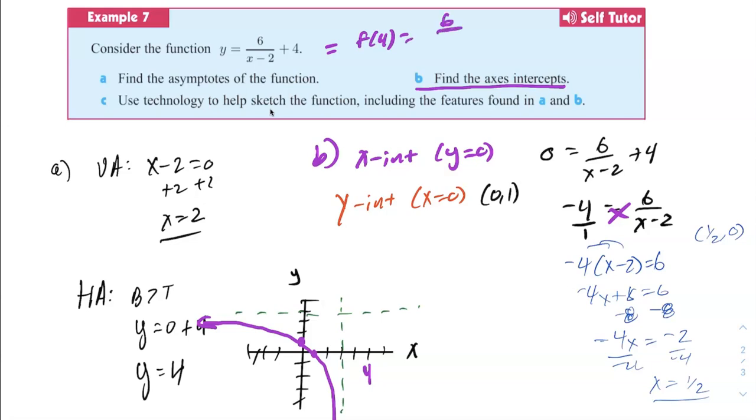We get 6 over 4 minus 2 plus 4. So I get 6 over 2 plus 4, 3 plus 2, which is 5. So it'll be the point (4, 5), which is up here. So my graph is on this side. And again, I should not go past the asymptotes.